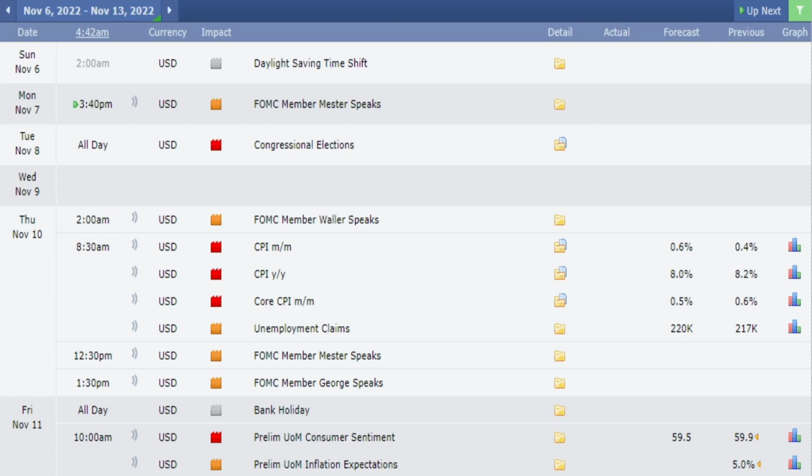Friday, even if we have a US dollar bank holiday, we have still 10 a.m. news, so maybe there's a potential Friday setup at 10 a.m.